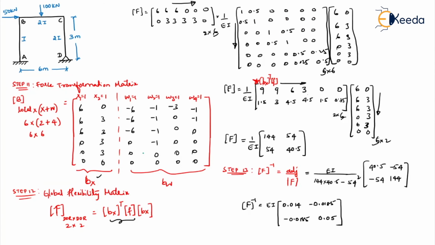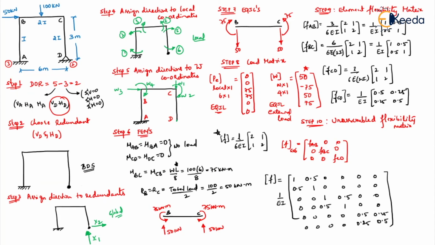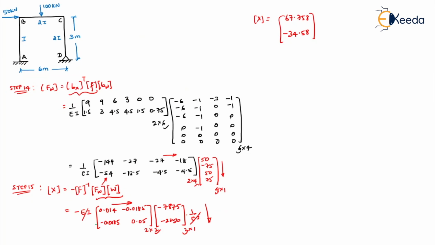Right, just check the redundants you have chosen. X1 is vertical, X2 is horizontal. This is vertical up, this is right. Okay, so this is vertical up, positive, this is right, but we got a negative sign, so this will be left. So this is your VD, this is your HD. So these are your redundants. So once you're done with your redundants, what is your next step?